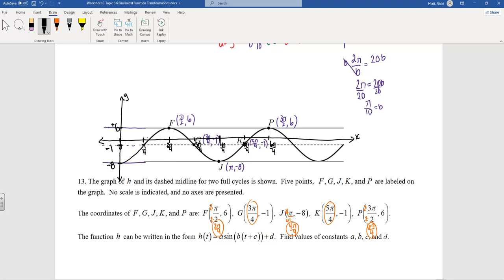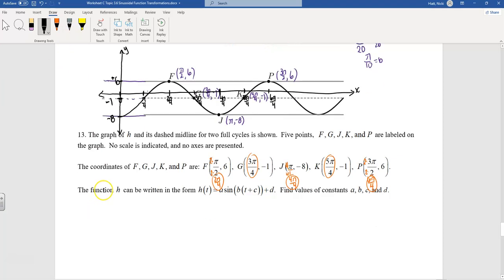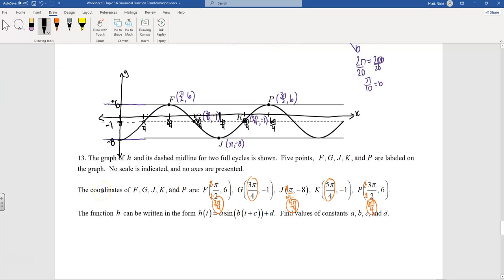Okay, so now that we've got our graph, let's fill in what we know. I like to start with A and D. I think they're much easier to do. What is the A value going to be here? 7, because from -1 up to 6, that's a distance of 7. Or from -1 down to -8, distance of 7.